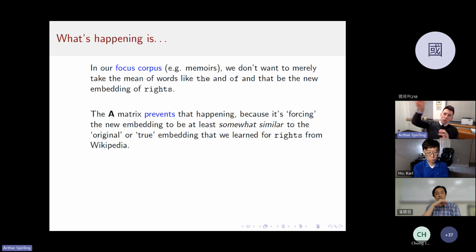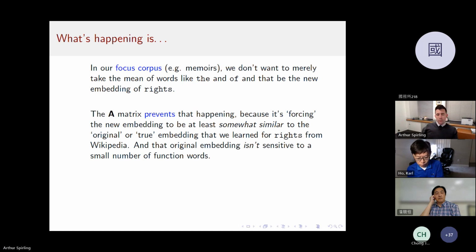Okay, so we went off and we learned this word rights or bill from the big corpus, Wikipedia. We're going to allow it to be a bit different in this sentence that we're looking at, but we're not going to allow it to be so different that it becomes overwhelmed by the averaging of words like the and of and so on and so forth. The reason this works is because that original embedding of the word bill or rights or whatever it is that you want to look up isn't so sensitive to a small number of function words, right? It wasn't formed by just taking a kind of a dumb average, right? It was formed by some very complicated model fitted to billions of words and so on.